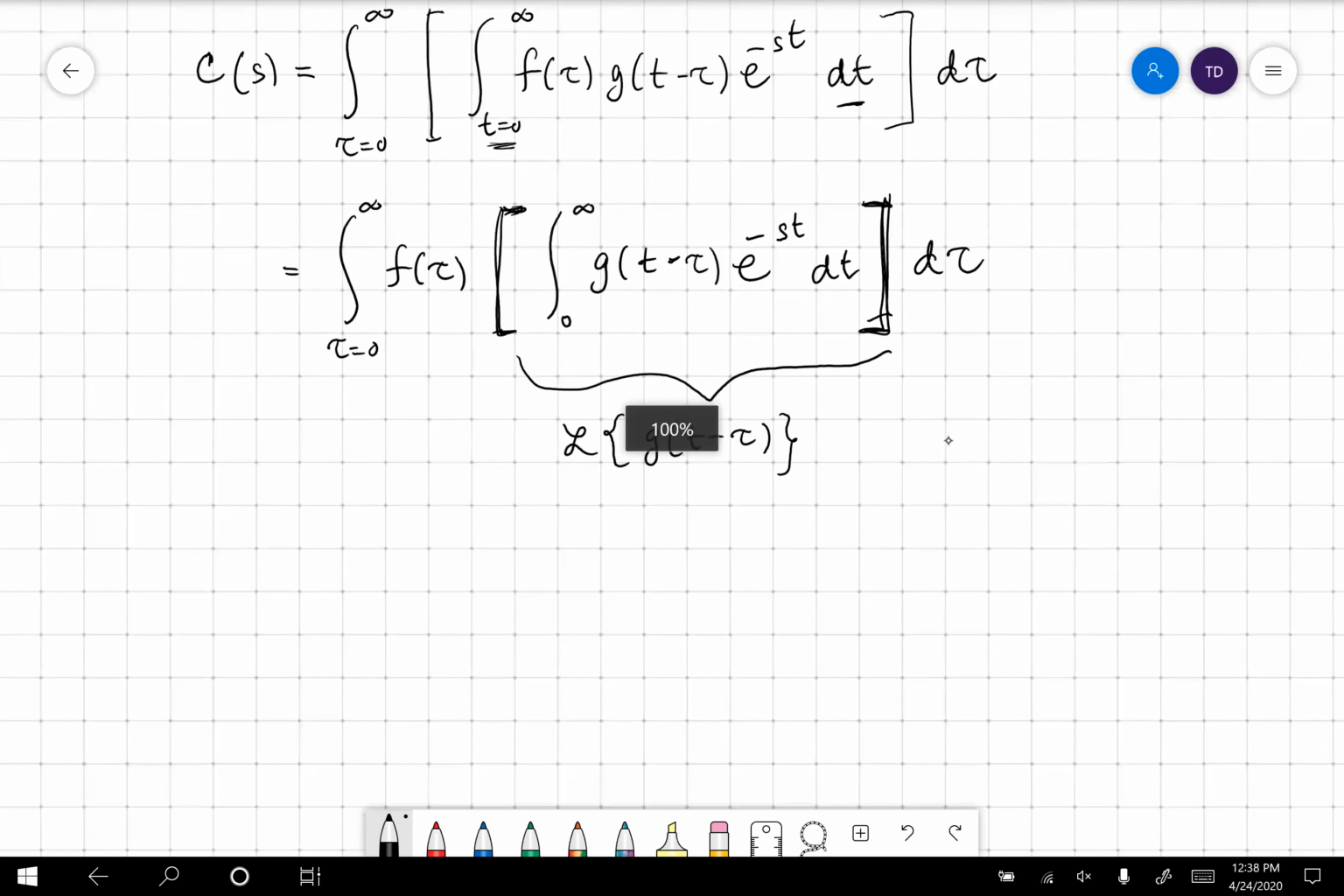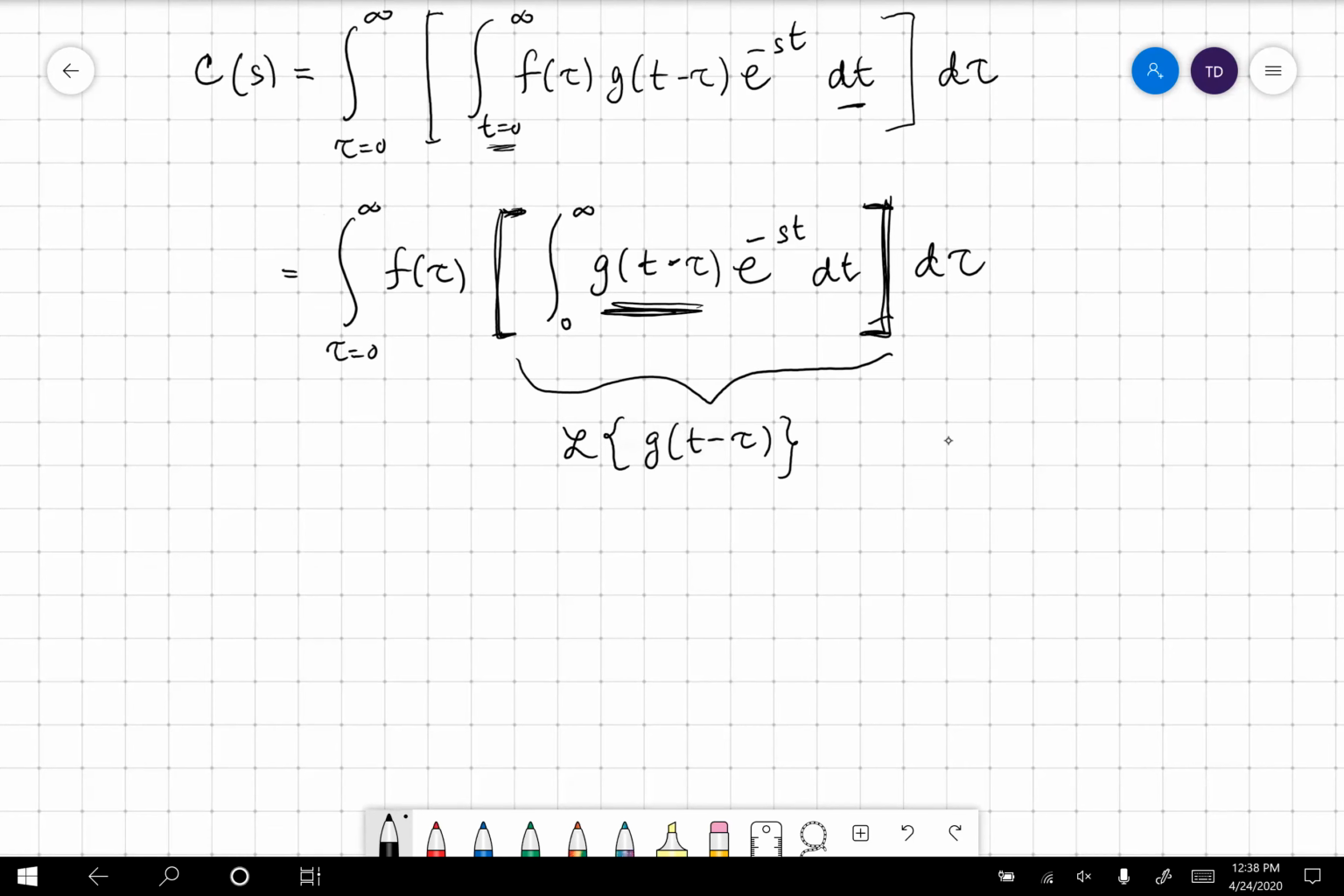Right, it's the integral, 0 to infinity, of anything times e to the minus st, dt. There's the anything. That's the Laplace transform of anything. Okay, well, what's the Laplace transform of g of t minus tau? That's a time shifting property, right?